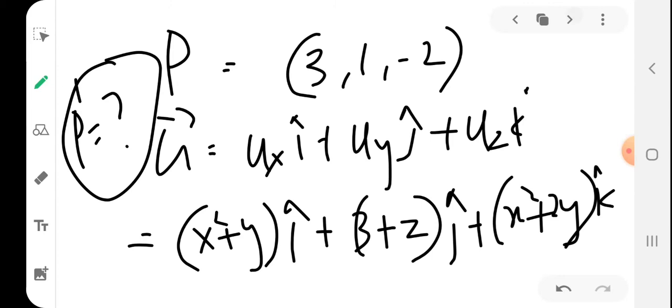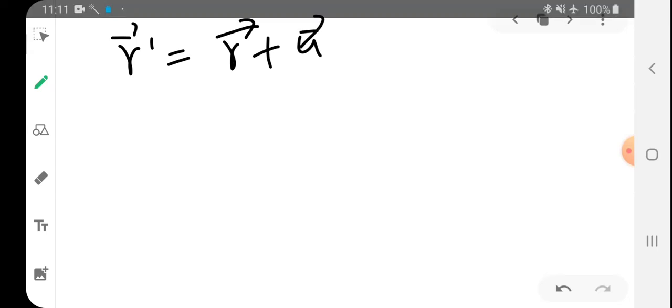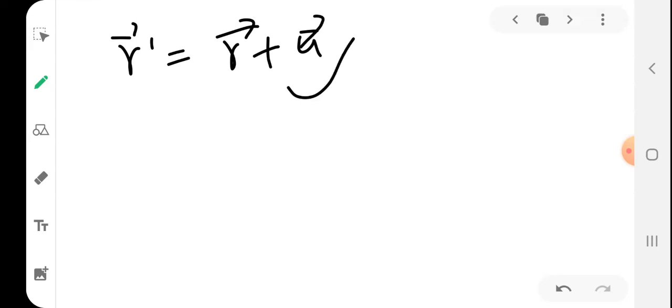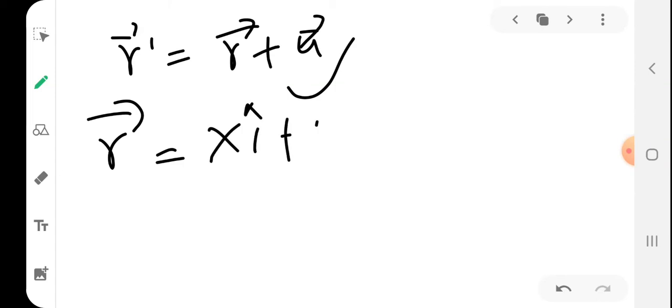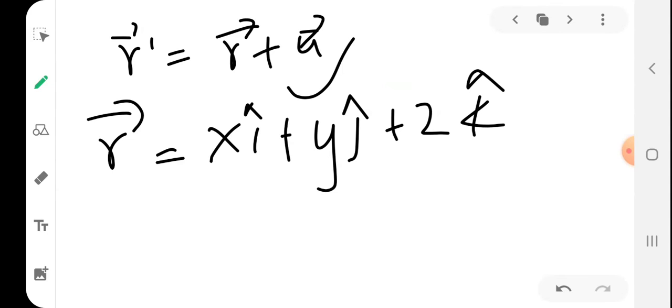Okay, so how to find out p dash? We know the equation r dash vector equals r vector plus u vector, right? So u vector is known. We have to find the position vector r. How to find r vector? R vector is nothing but xi plus yj plus zk. We just put the coordinates in; x, y, z is known. So r vector will be xi plus yj plus zk.